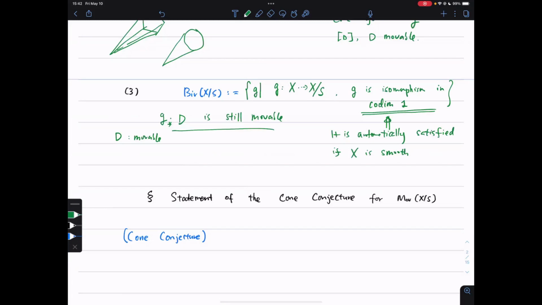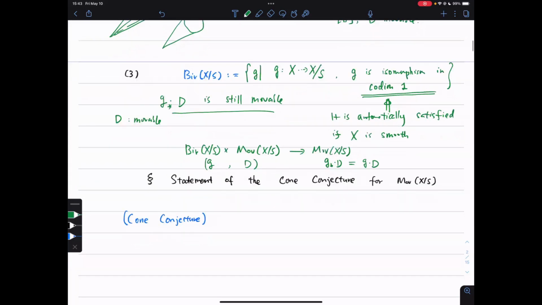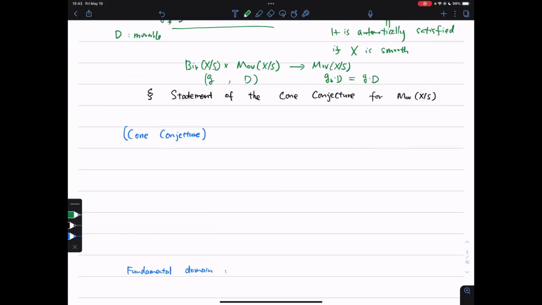Okay, so for this reason, we know this birational group acts on the movable cone just by pushforward. If you have a movable divisor D, then the map still lands in the movable cone, g, comma D, and this is the pushforward. I also denote this pushforward by g times D. Well, with these three ingredients, we are able to state the cone conjecture.